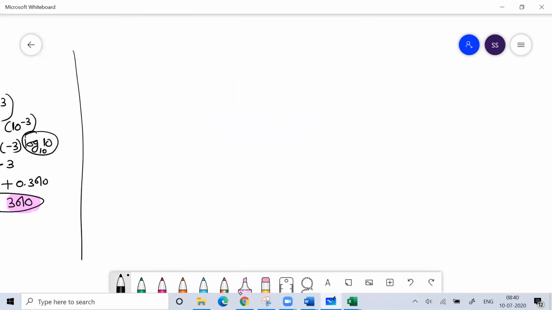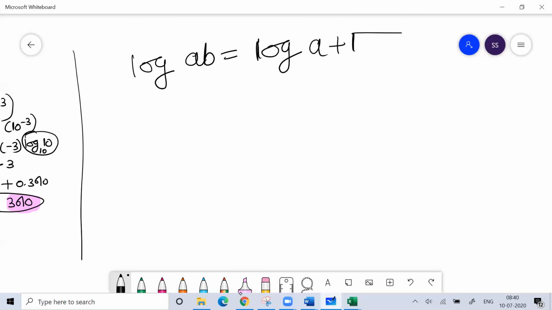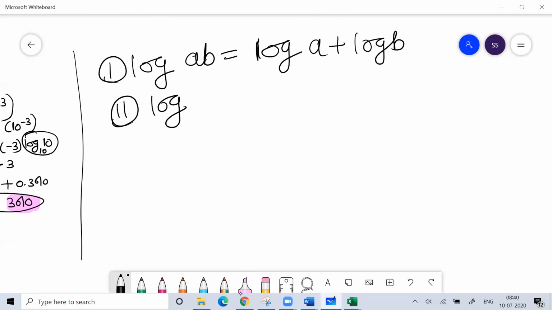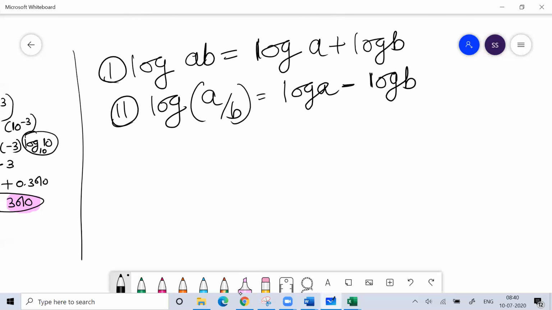So as I told you, log of AB is equal to log of A plus log of B. And I told you log of A by B is equal to log of A minus log of B. So please always remember this, very important for solving problems on log.